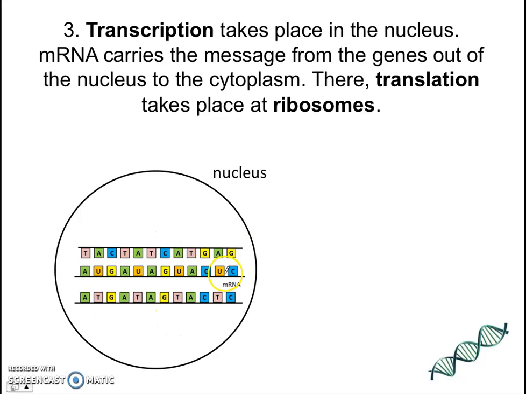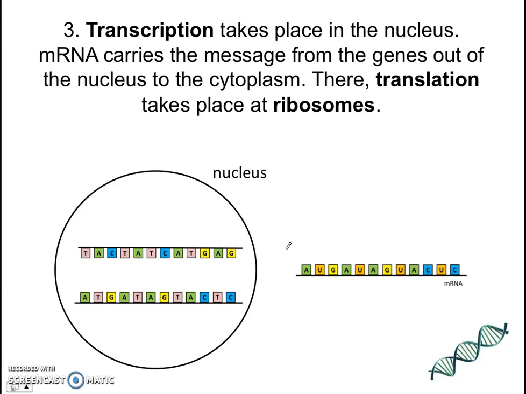Importantly, transcription takes place in the nucleus, because that's where your DNA is found, that's where your genes are found. Transcription will take place there and produce the mRNA. Then the mRNA will carry the message from the genes and move out of the nucleus through the nuclear pores. It will move into the cytoplasm.